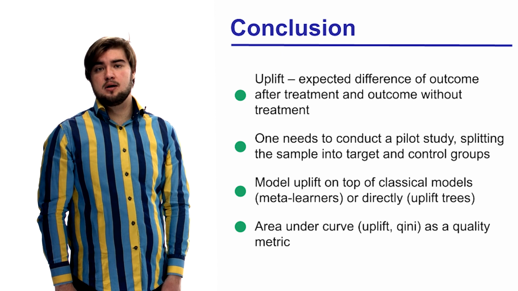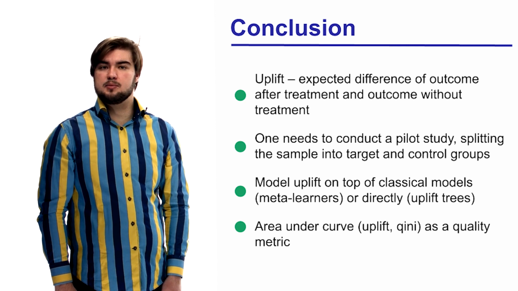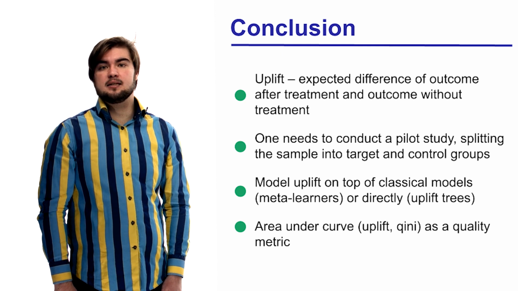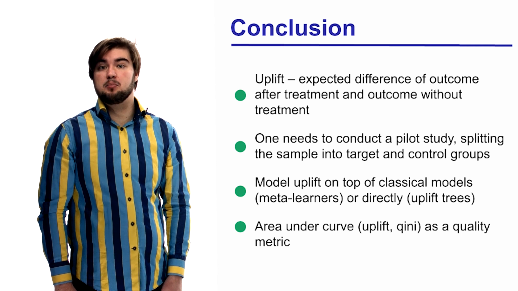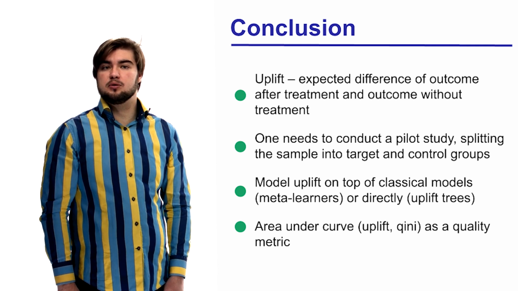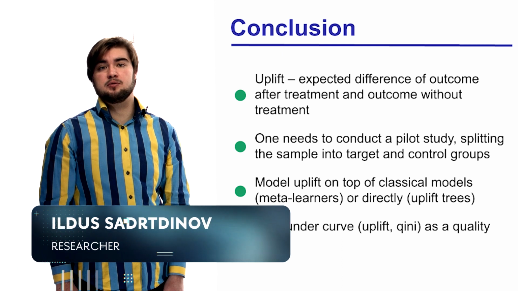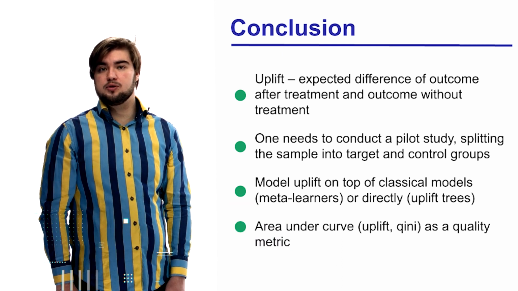Let's briefly summarize the video. The uplift value is the expected difference in the values of the target variable between the presence and the absence of treatment. To construct models to predict uplift, it is necessary to divide the sample into two groups, target and control, and conduct a pilot study. It is possible to model uplift both with meta-learners based on binary classifiers and directly using uplift trees. The area under the curve, uplift or Qini, is often used as a quality metric.